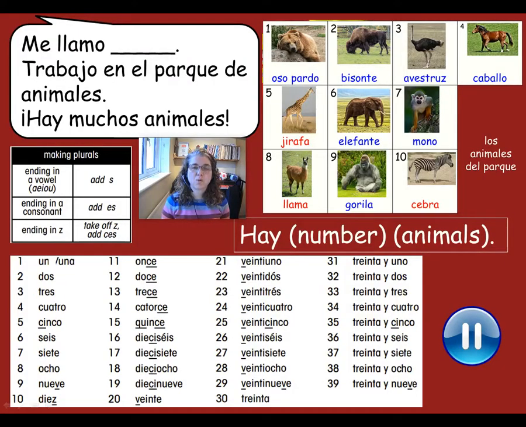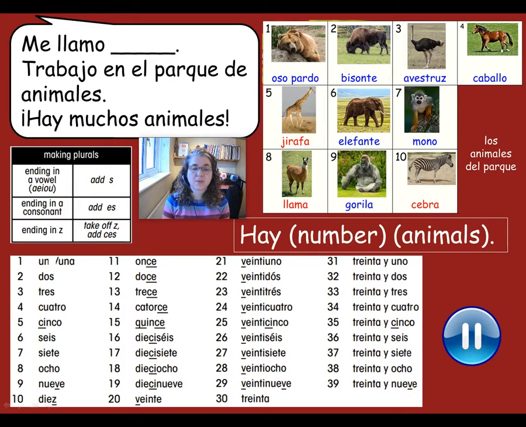Now, here are all the words and the phrases to help you as you put your mini book together. First of all, up here, you can see the first page where we had the park keeper telling us who he was. So, me llamo, pop your name in there. Trabajo en el parque de animales. I work in the animal park. Hay muchos animales. There are many animals. That's going to go on your first page.